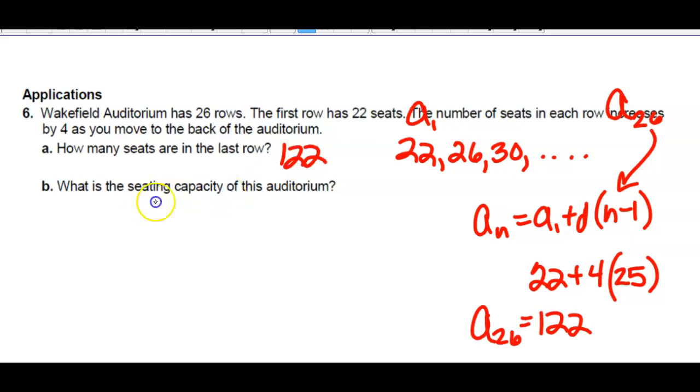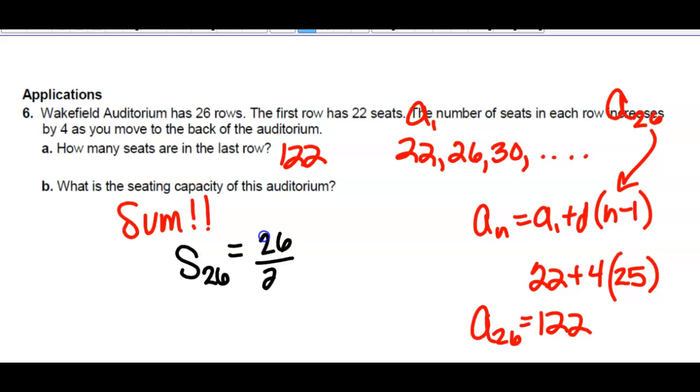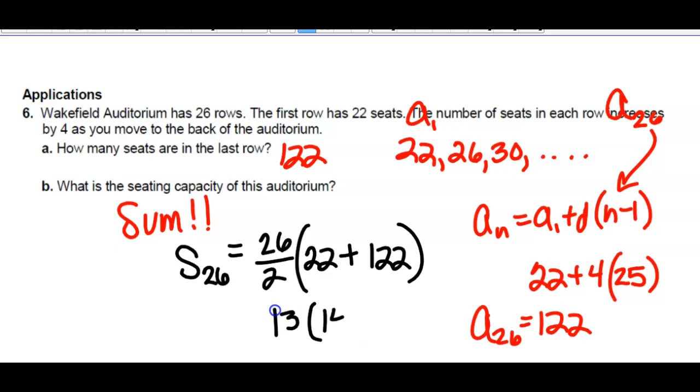And then to find the seating capacity, we need to find the sum of all the seats. So the sum of these 26 rows is 26 divided by 2 times the first row and the last row added together. So this is 13 times 144.